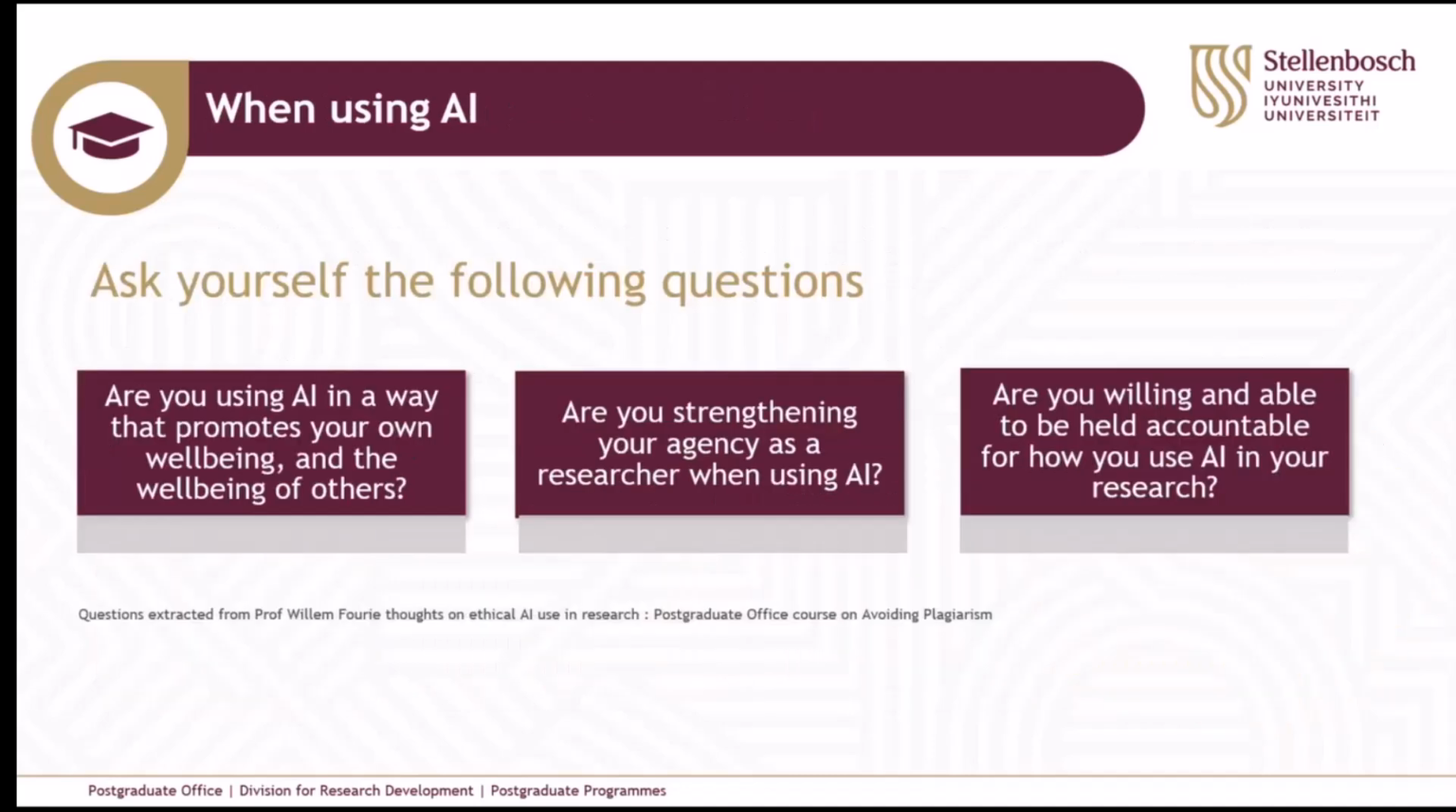So just as a general concept of things to keep in the back of your mind when you are using AI in academic writing, I've pulled these questions from Professor Willem Veree because I think he framed it really nicely. Ask yourself, are you using AI in a way that promotes your own well-being and the well-being of others? Are you strengthening your agency as a researcher when using AI? And are you willing and able to be held accountable for how you use AI in your research? Very important concepts.